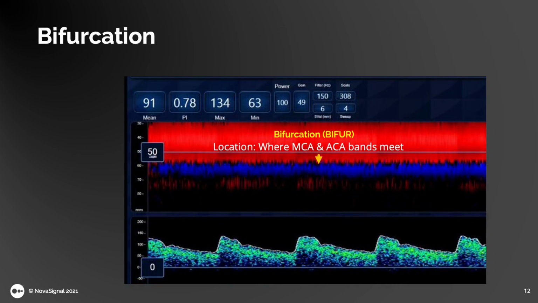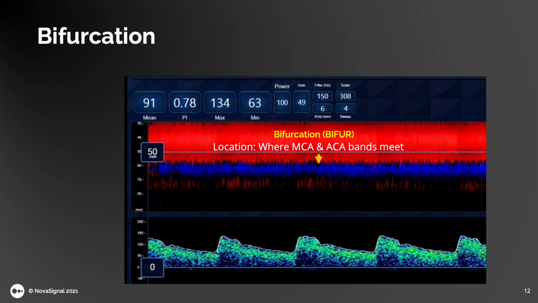The bifurcation, this is where the MCA and ACA color bands meet. This is an anatomical location for us. This depth is approximately where the terminal internal carotid artery lives, as well as the PCA.